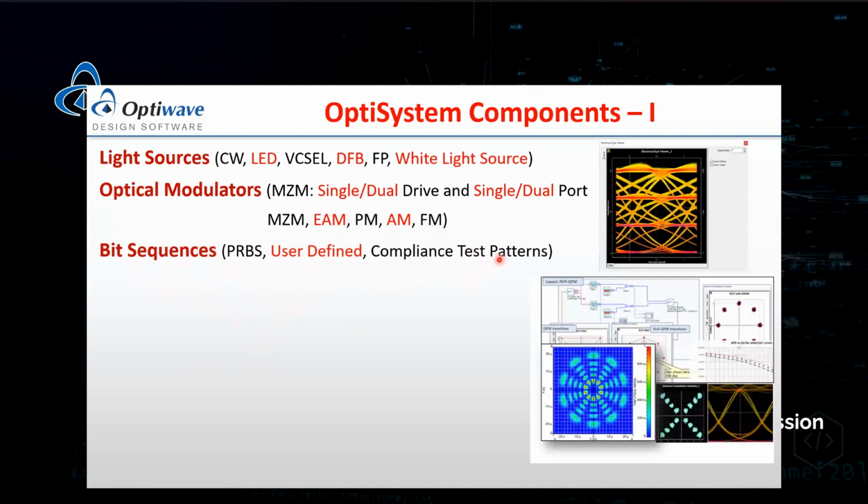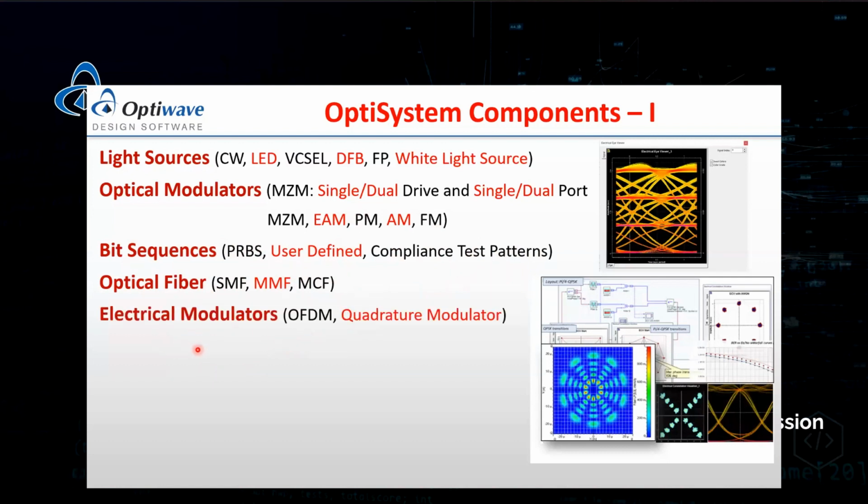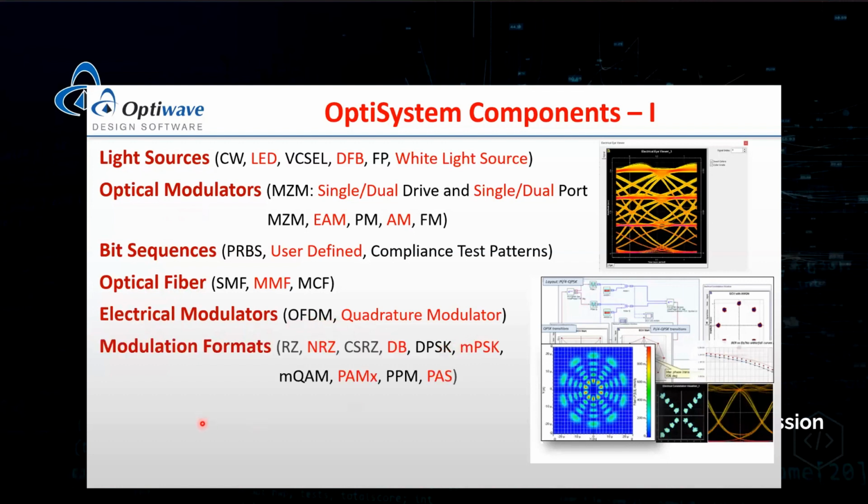As well, we have compliance test patterns that can be used for testing setups in terms of jitter and other parameters. In terms of fibers, we have single mode fibers, multi-mode fibers, and multi-core fiber components where you can model your designs using these fibers. In terms of modulators, we have optical modulators, as I mentioned above, and electrical modulators where you can do optical orthogonal frequency division multiplexing or quadrature modulators.